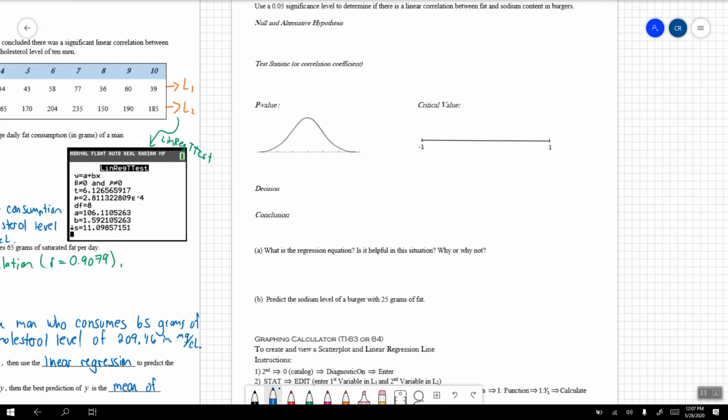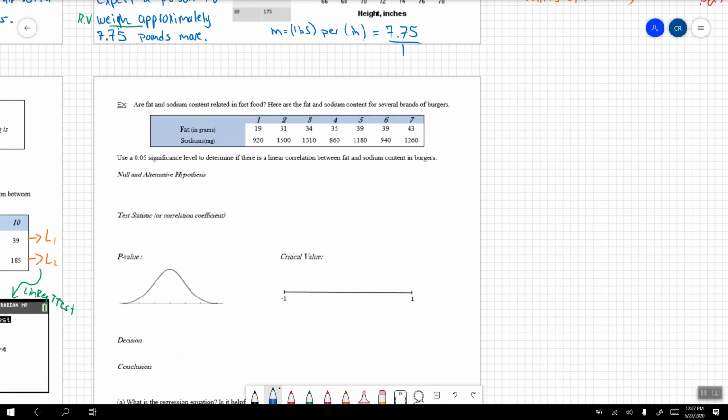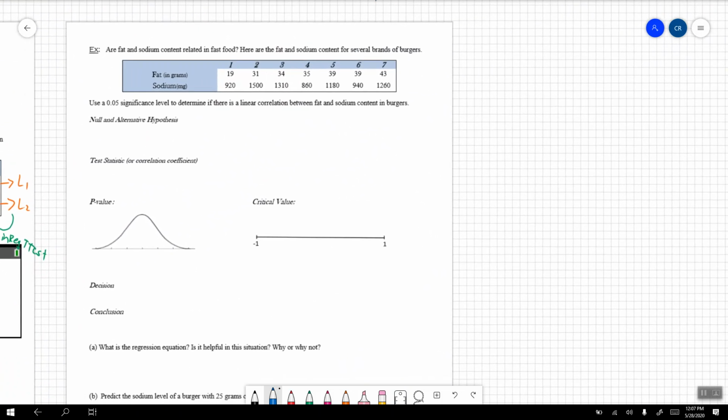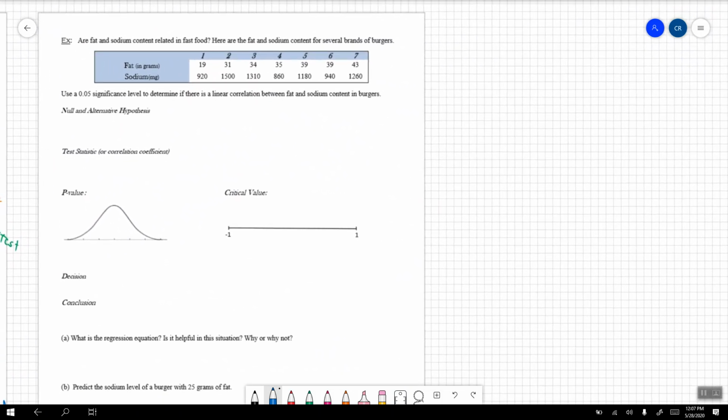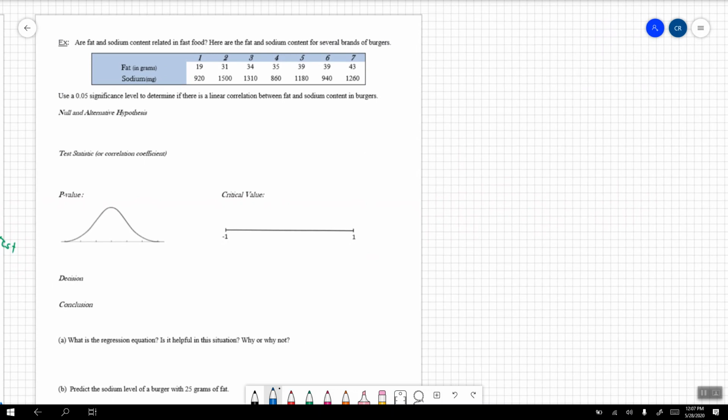Now let's try to summarize all of this together. All right, so here we go. Let's try to work on this example. We'll get started in just a bit, so read through it. All right, so here we go.